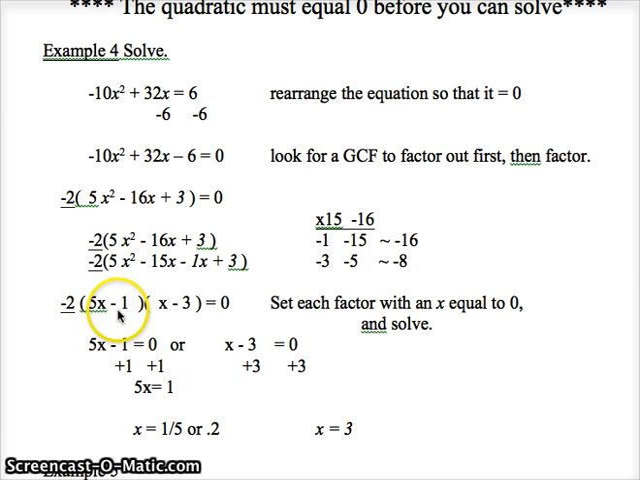So what would make 5x minus 1 equal 0? And what would make x minus 3 equal 0? So we can just add 3 to the right one and we get x equals 3. If we add 1, we're still left with 5x equals 1. So x can either be 1/5, or we can simplify that to decimal form as 0.2.